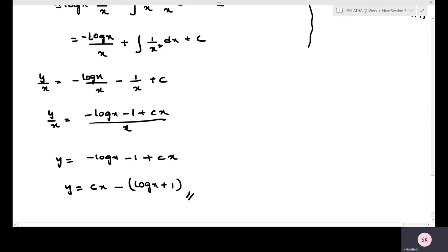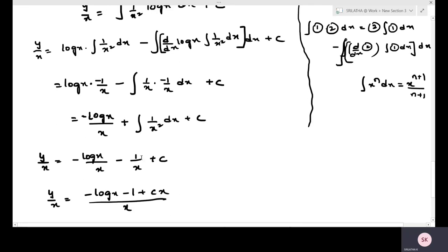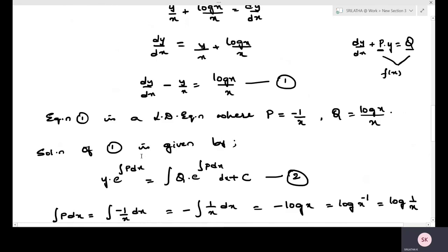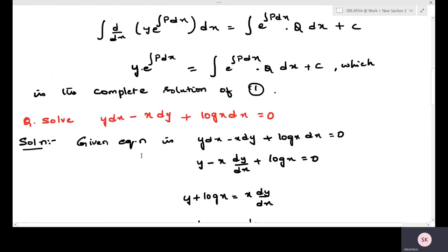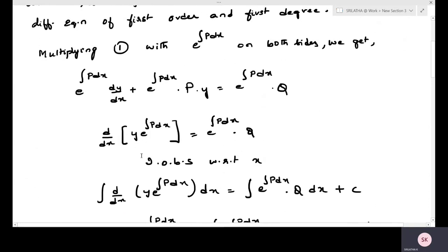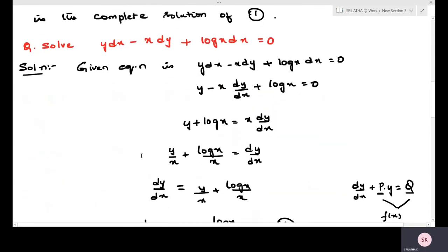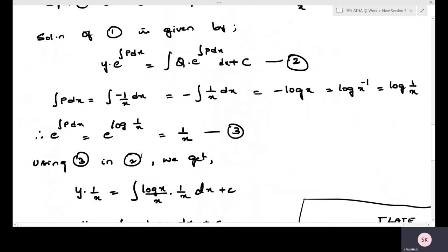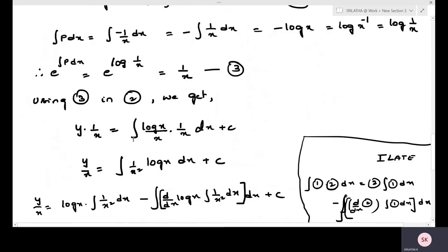This simplification part is not needed; you can actually leave it once you are done with the integration. So hope you are clear now. This is a problem on linear differential equation and how to find the solution. Thank you all students. Have a nice day.